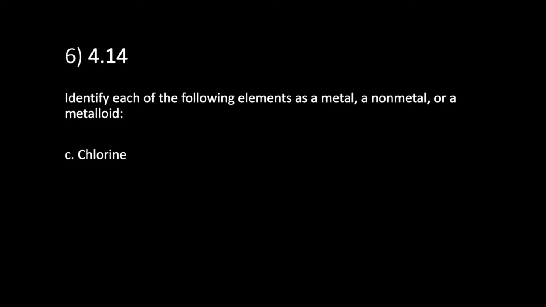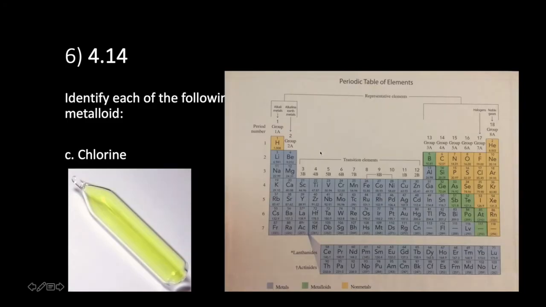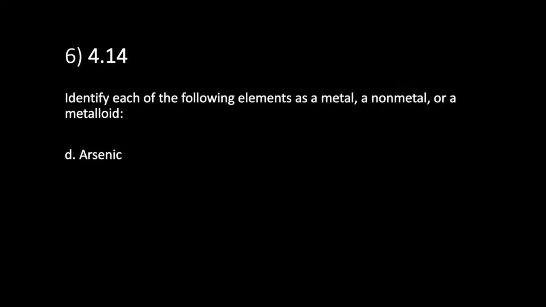For C, chlorine. All right, well, let's see where chlorine is. Chlorine is on the right side of the periodic table in group 7A, period 3. And so you see that that is yellow. It's to the left of this zigzag line. It's yellow, and so it is a nonmetal. And you can see that it's a nonmetal here. It's that light green-yellow gas there.